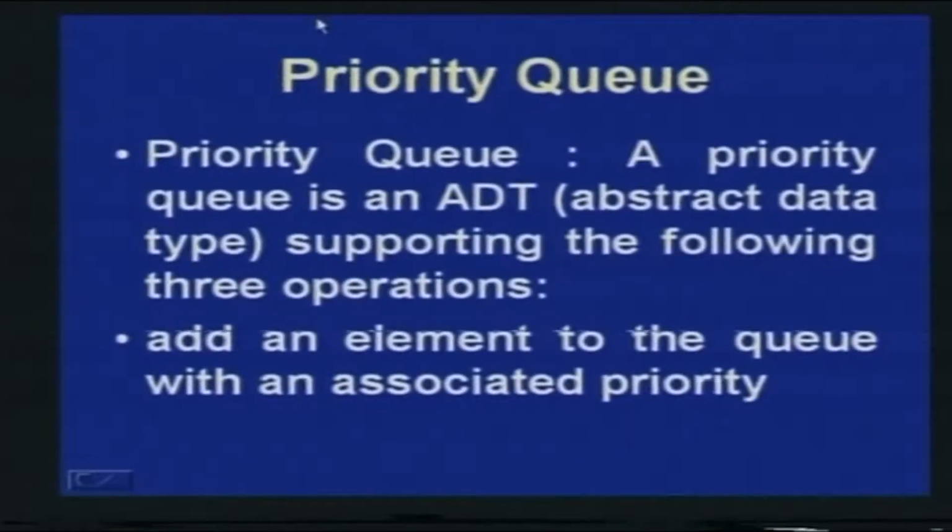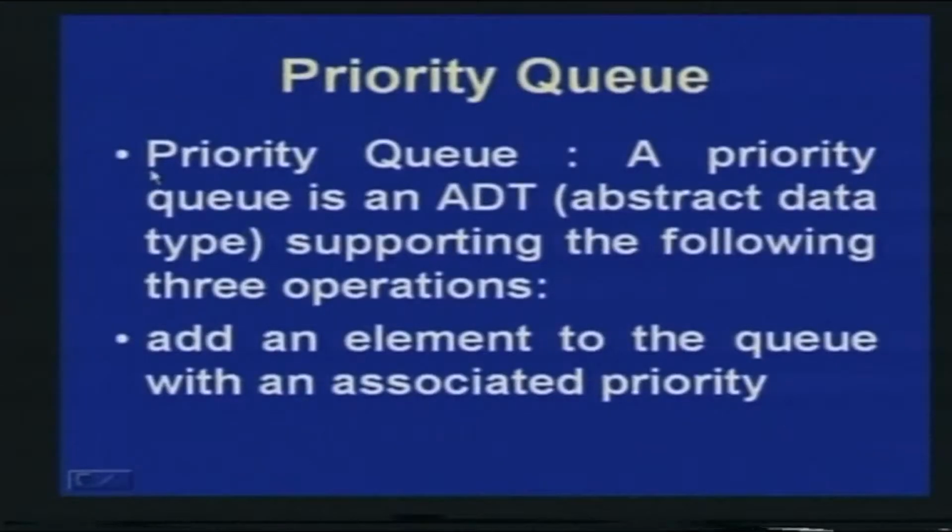Now, let us look at priority queue. This is a typical data structure and this priority queue is going to be used as an important data structure in different types of sorting algorithms. So, before we go further into that, let us discuss what is meant by a priority queue. A priority queue is an ADT, an abstract data type, supporting the following three operations.